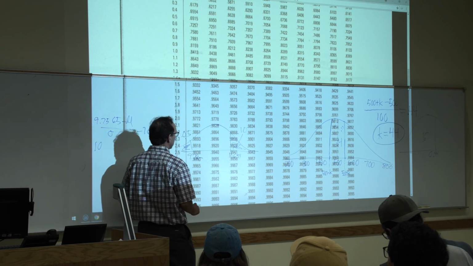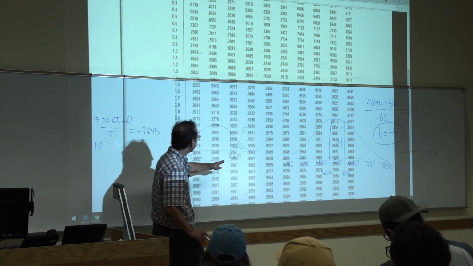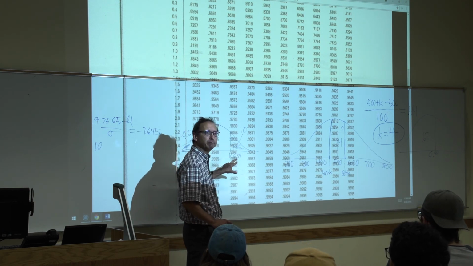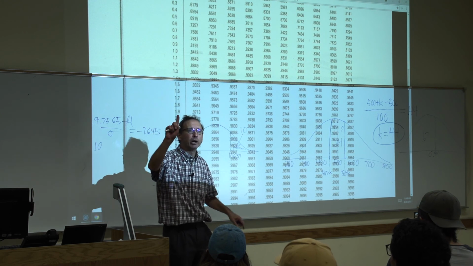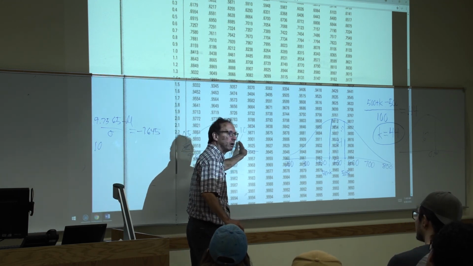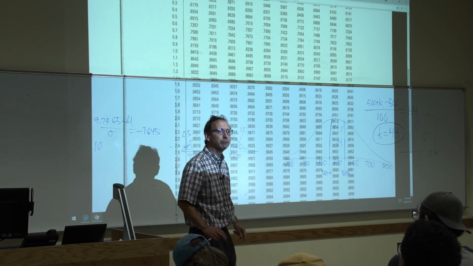Does that make sense? Because if the area to the right of this value is 0.1, the area to the left of this value is 0.9, because the area under the whole curve is 1. We know the area to the right is 0.1, so the area to the left is going to be 0.9. Is that okay?